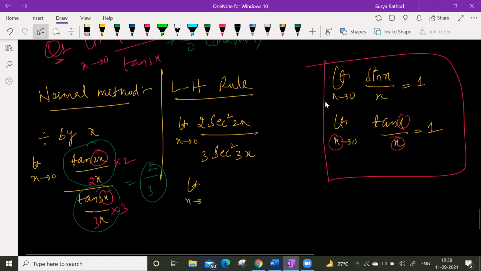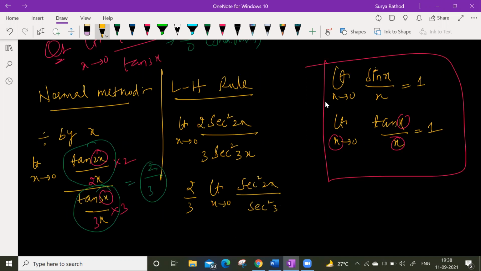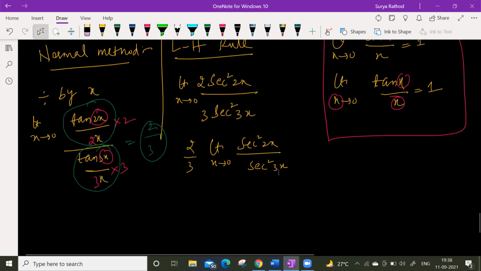Limit x tends to 0 as it is. Here 2/3 is a constant, so if I pull 2/3 to the front, what remains? Yes. This is what I'll be remaining with now. So 2/3 into, now look at this, substitute the value of x. Secant square 0 how much? cos 0 is 1, so secant 0 is also 1. Divided by 1. So 2/3 is the answer.